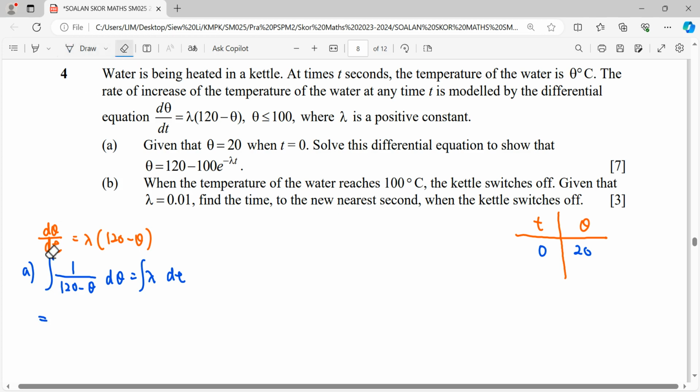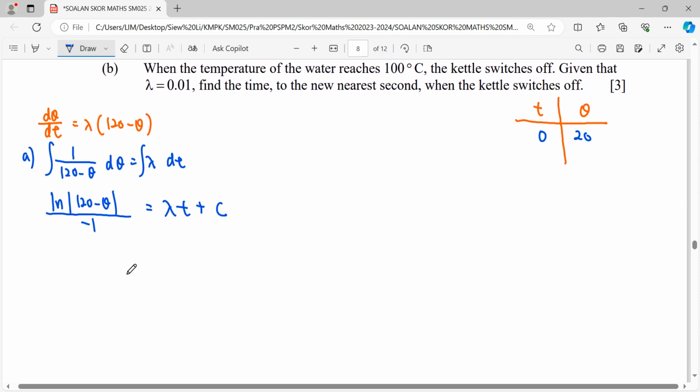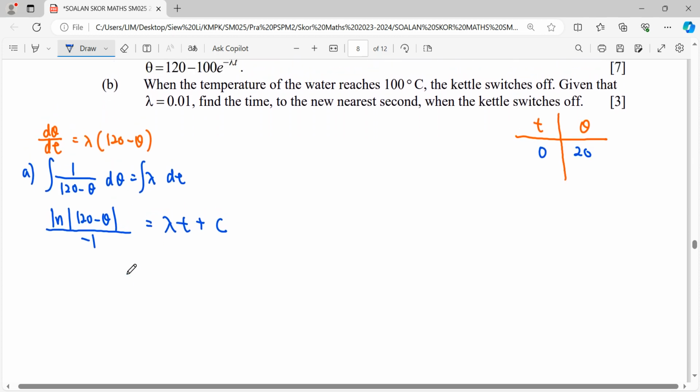So when we integrate the fraction, it will be ln of the modulus of 120 minus theta. Don't forget to divide by your coefficient of theta here, which is negative 1. And then this one integrated with respect to t will be lambda t plus c. Then we're going to simplify this. So negative lambda t minus c.